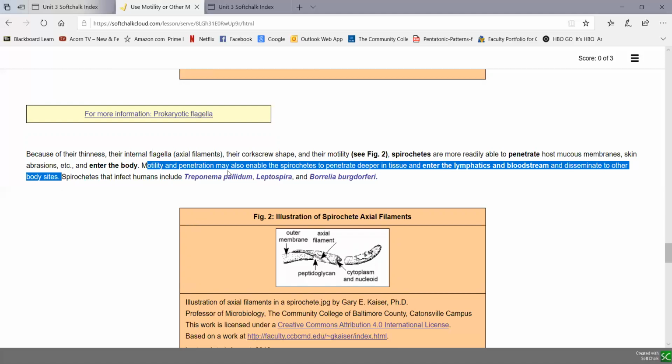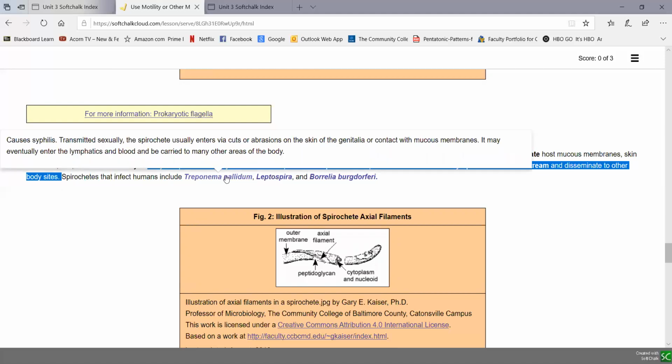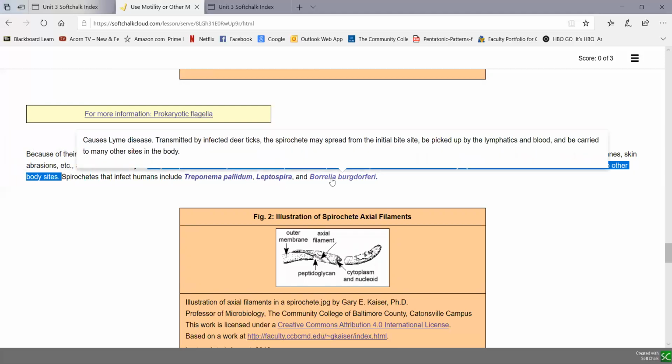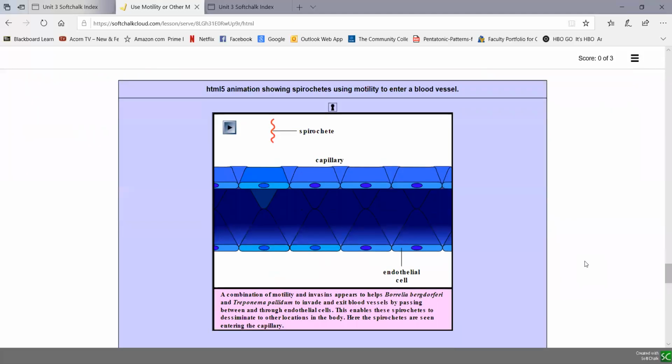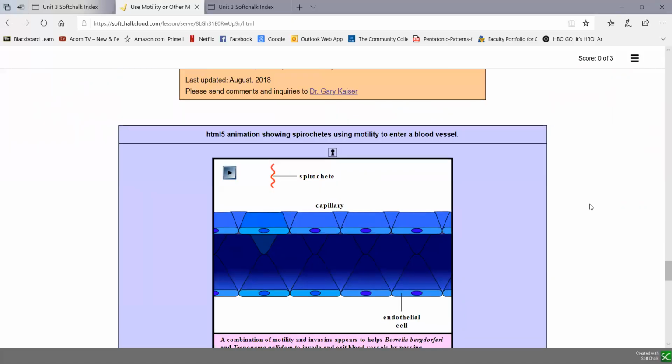And that includes bacteria like Treponema pallidum, the bacterium that causes syphilis, Leptospira that causes leptospirosis, and Borrelia burgdorferi that causes Lyme disease. So remember, the spirochetes have the internal flagella or axial filaments, as we see in figure 2, that start at both ends of the bacterium and wrap around the spiral towards the center. And these axial filaments lie under the outer membrane but on top of the peptidoglycan and allow it to have its characteristic corkscrewing motility.